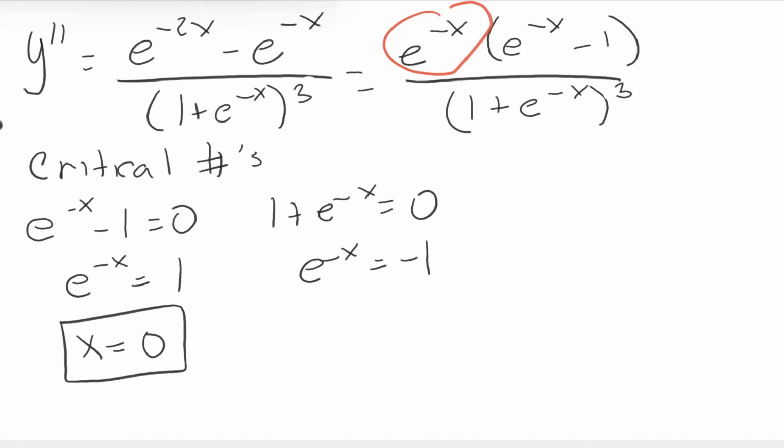Does that make sense? And then you could also, if you really wanted to write the other one, you could say this one equals 0. So that can't happen, and that can't happen.